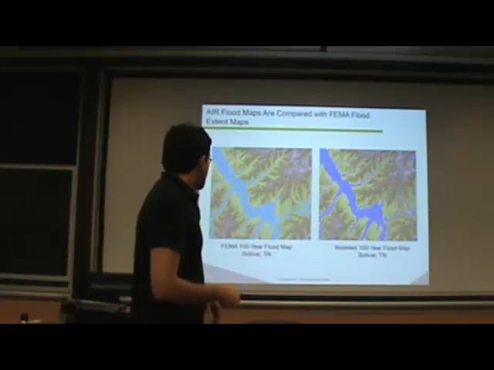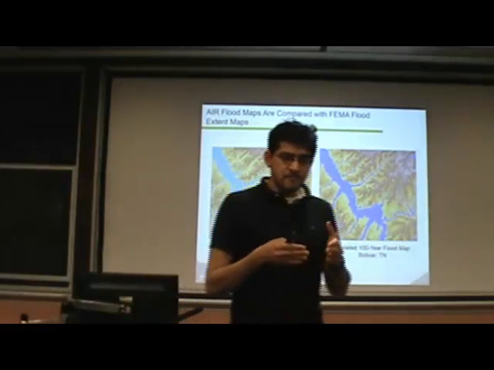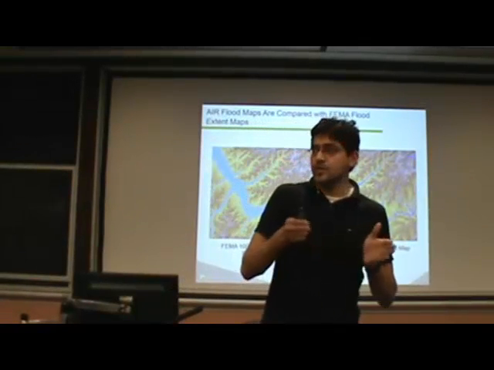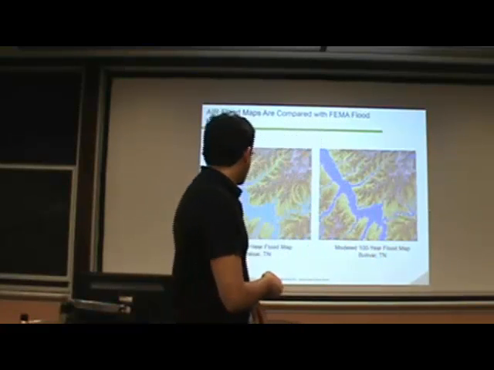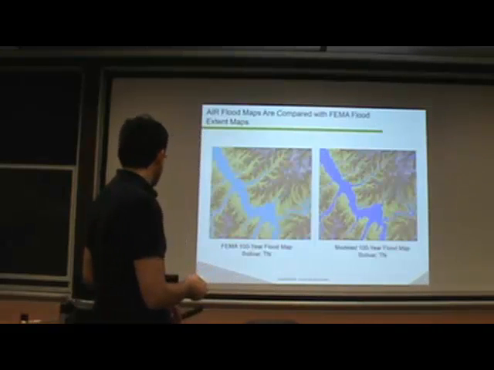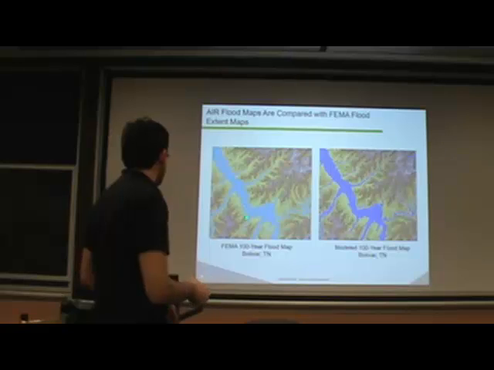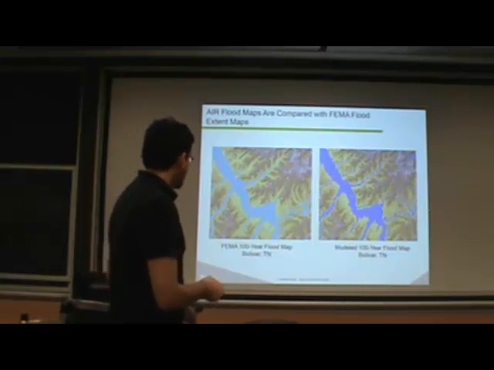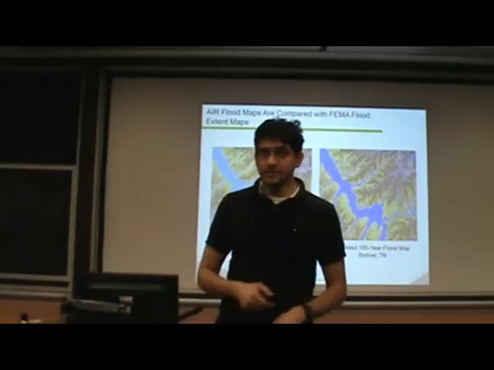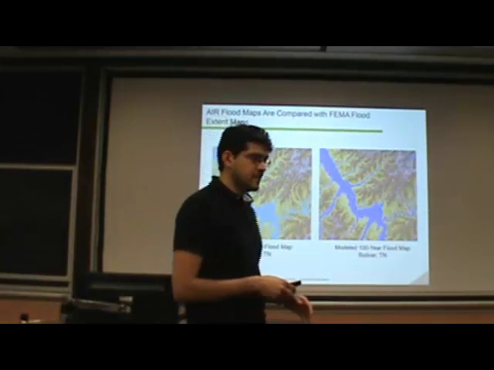So moving on, using the same methodology, you can create what I was showing earlier as your 100-year map. Shown on the left side here is such a map for NEC, a part of NEC. On the right side is the AIR flood map, and we are comparing with the FEMA's 100-year flow map on the left side.